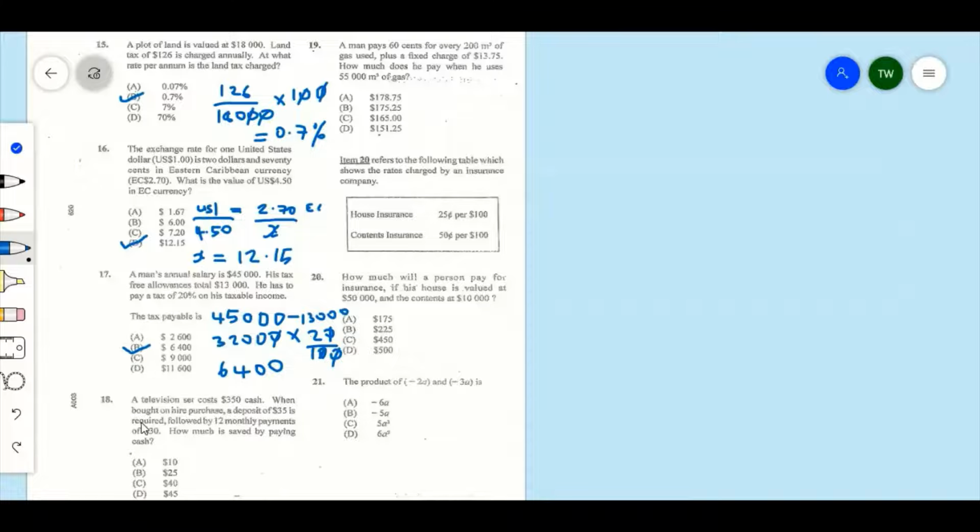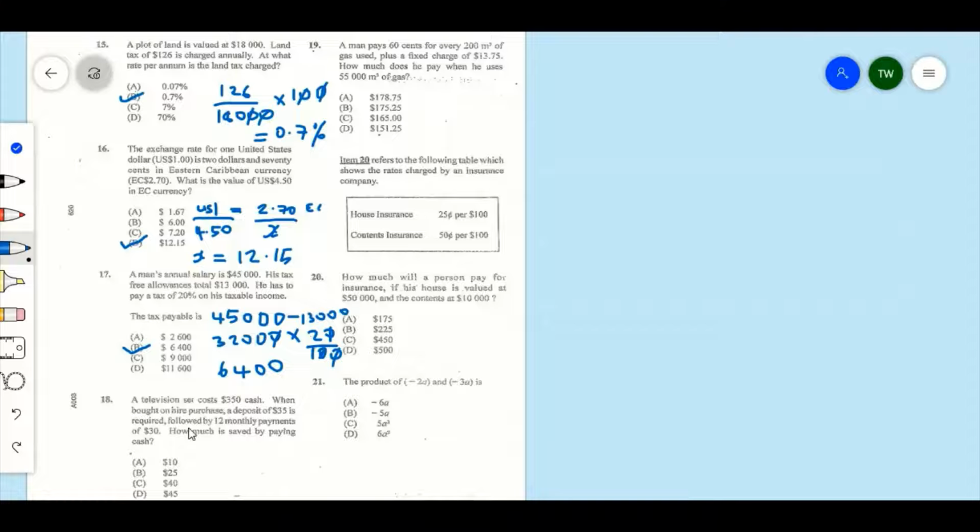Now to question 18. A television set costs $350 cash. When bought on hire purchase, a deposit of $35 is required, followed by 12 monthly payments of $30. How much is saved by paying cash?